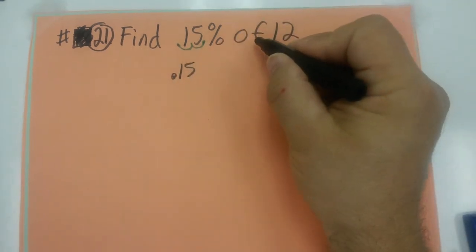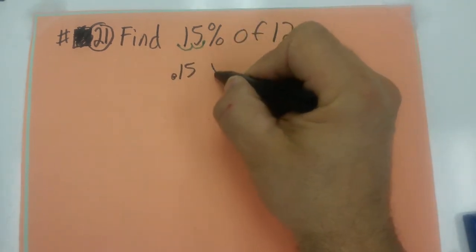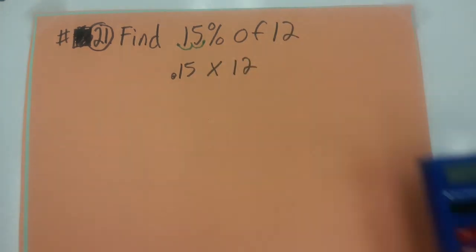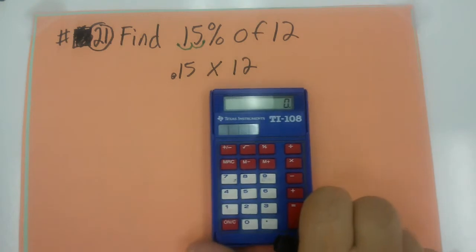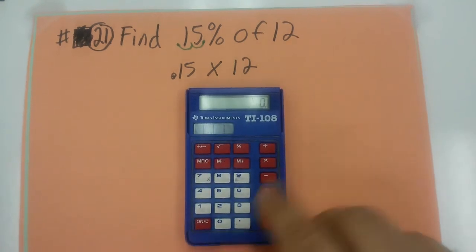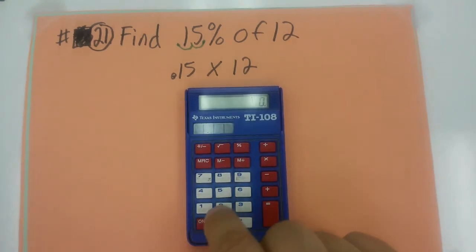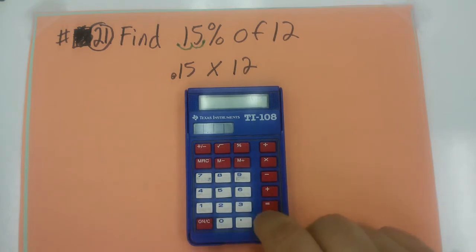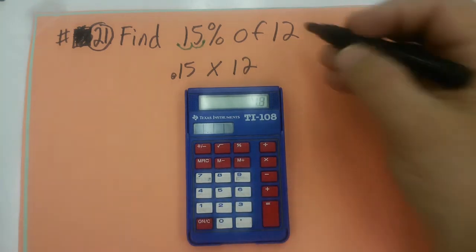And the word "of" in mathematics means multiply times 12. And then I think they'd let you use a calculator on this one. So I'm using a little basic four function calculator, 0.15 times 12. And that's going to equal 1.8.